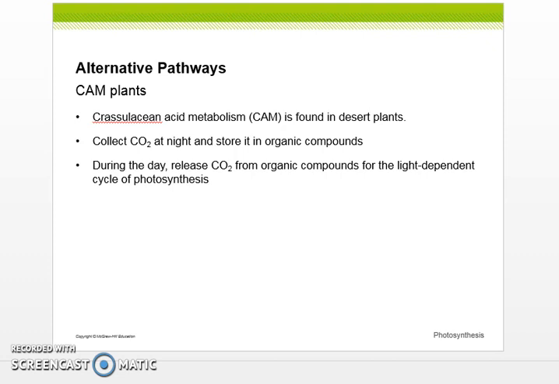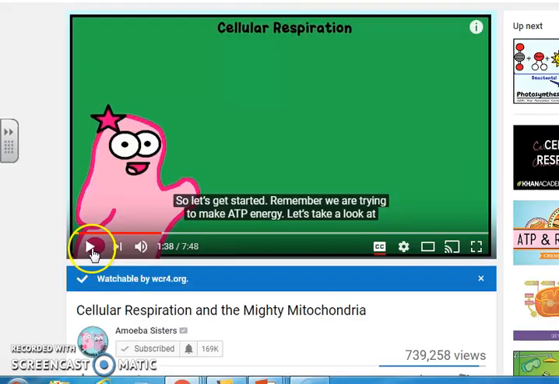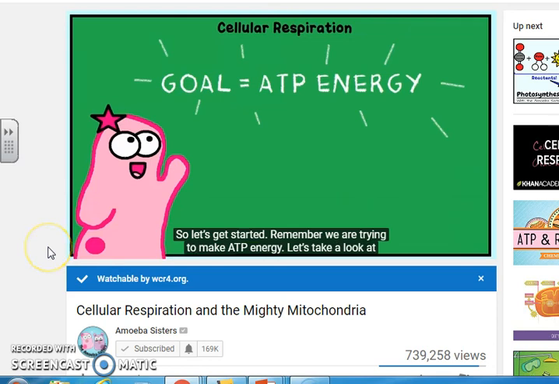CAM plants. Crassulacean acid metabolism, also known as CAM, is found in desert plants. They collect carbon dioxide at night and store it in organic compounds so that during the day they release the carbon dioxide from those organic compounds for the light-dependent cycle of photosynthesis. We are trying to make ATP energy.